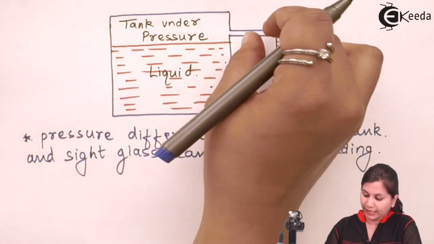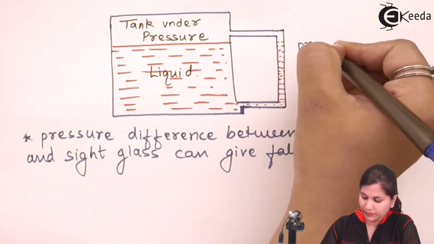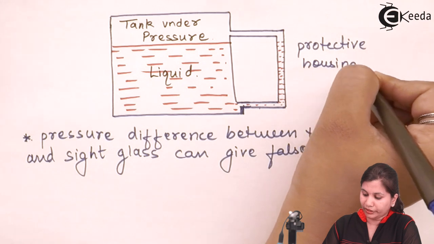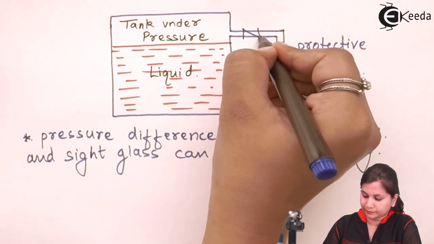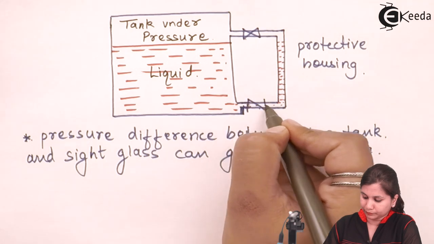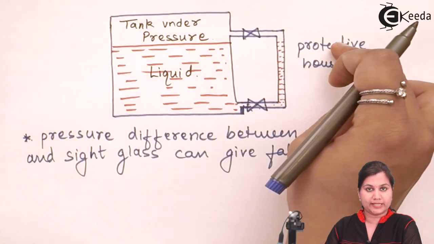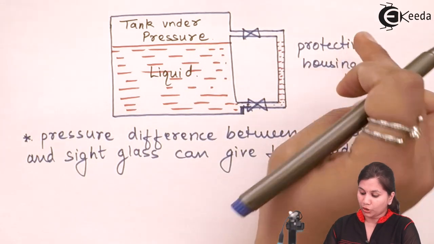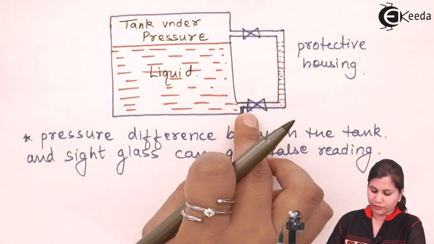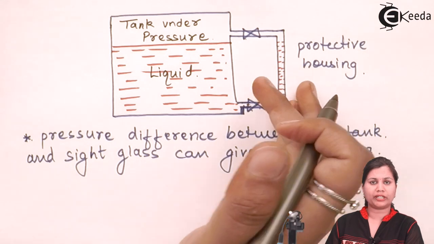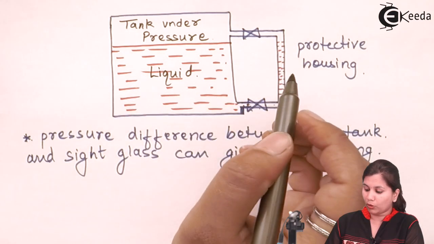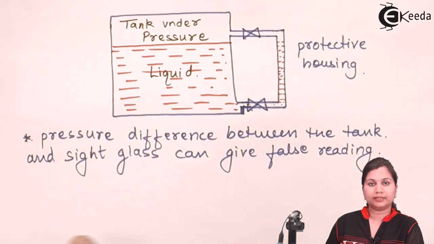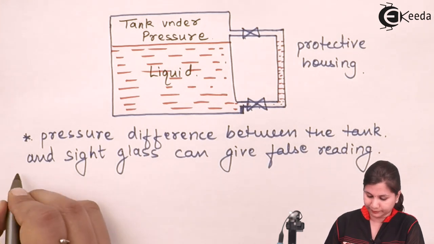Now in this case, this sight glass tube is kept in a protective housing so as to protect it from the external environment. And also there are two valves present here, so that if we want to remove this sight glass for maintenance and cleaning purposes, we can easily do it. So it is provided with two valves in case of any breakage or damage or any cleaning of the sight glass tube. And also this sight glass is kept in a protective housing to protect it from environmental and external factors.